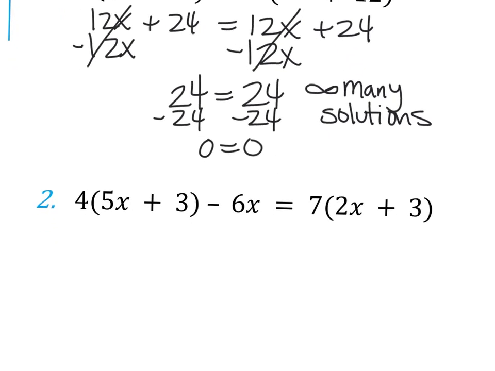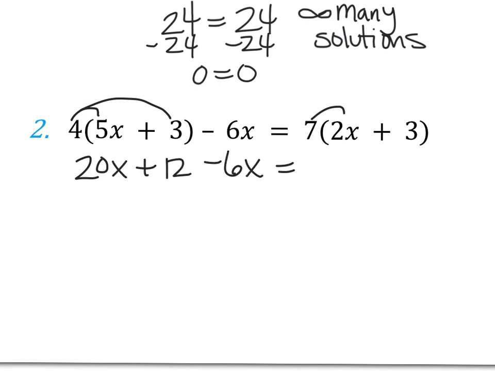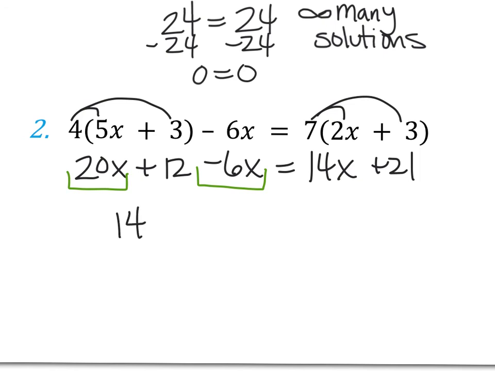For my last one, number 2, when I do my distributive property and solve, it's going to look a little different at the end. So 20x plus 12 minus 6x equals 14x plus 21. I notice like terms right here, 20x and a negative 6x, so maybe I combine those like terms first. Remember, combine doesn't necessarily mean add. In this case, we're subtracting because it says to subtract.